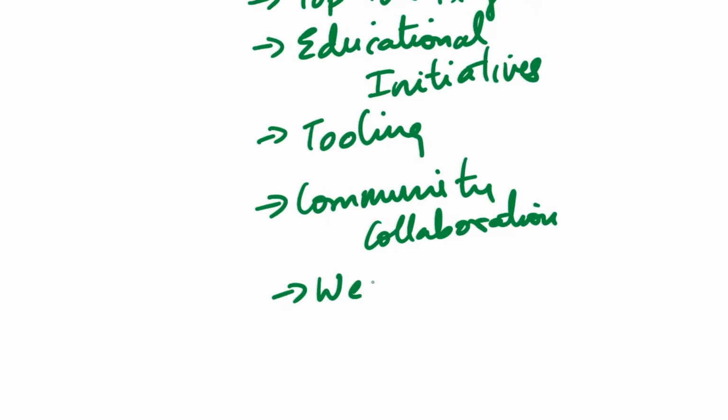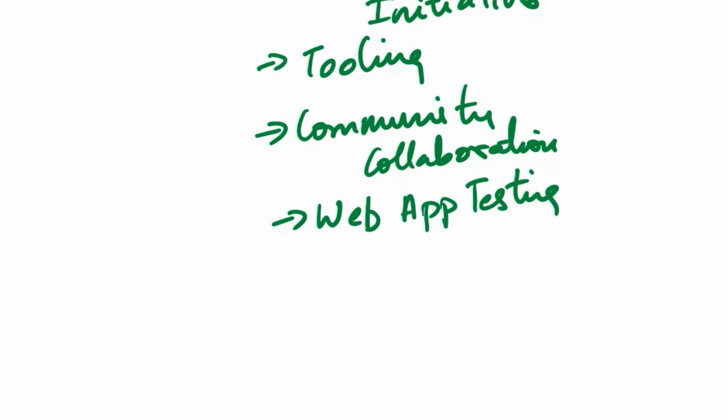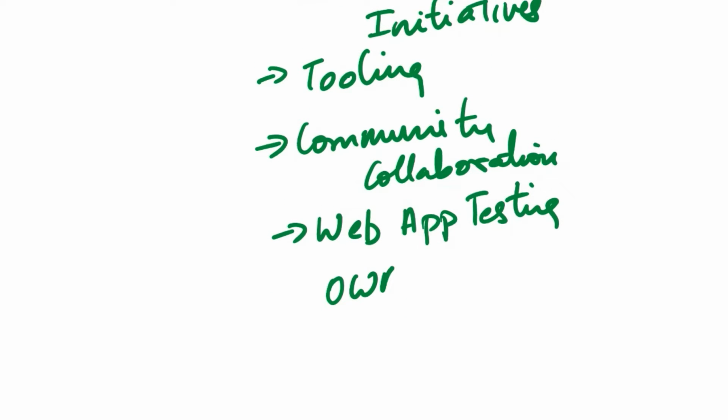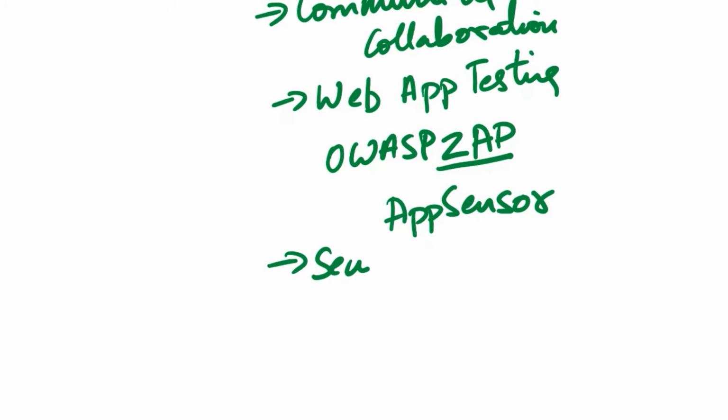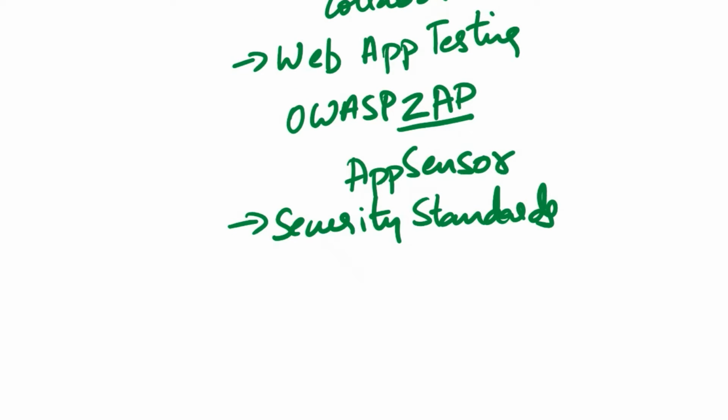Next is web application testing. So, OWASP projects such as OWASP ZAP, ZAP stands for Z Attack Proxy, and OWASP AppSensor. So, these projects provide valuable tools for web application security testing, vulnerability scanning, and attack detection. Next is security standards. OWASP contributes to the development of security standards and guidelines used by organizations worldwide. This is to ensure the security of their web applications.